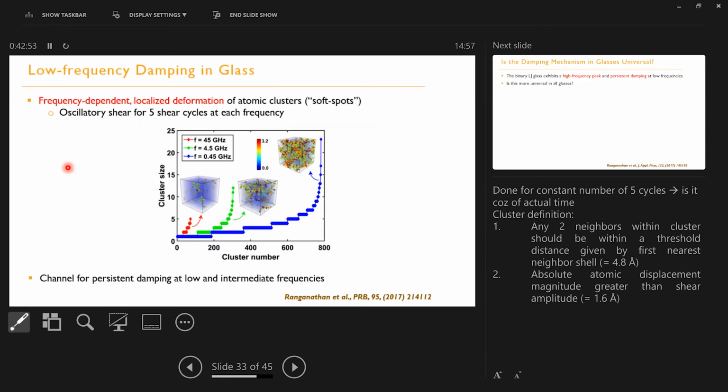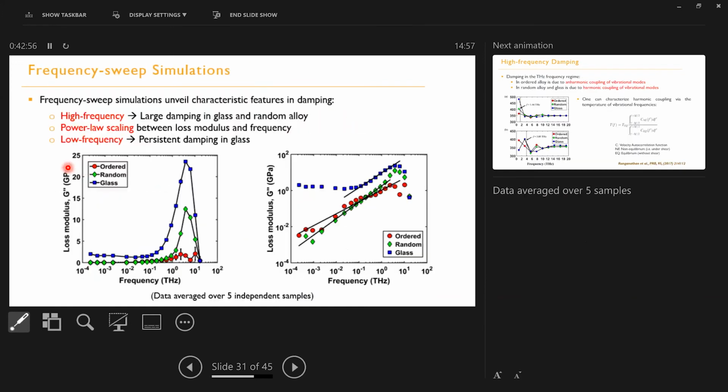That is at the high frequency, and in the low frequency, okay, we saw that the glass structure has finite loss modulus. It doesn't go down to zero.